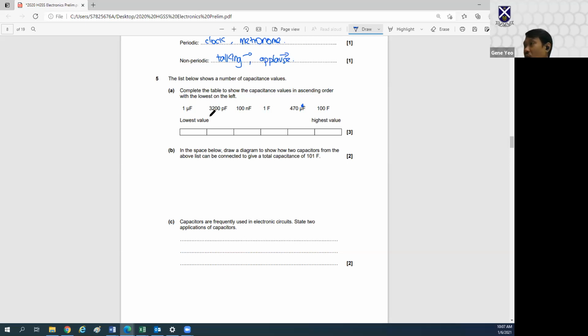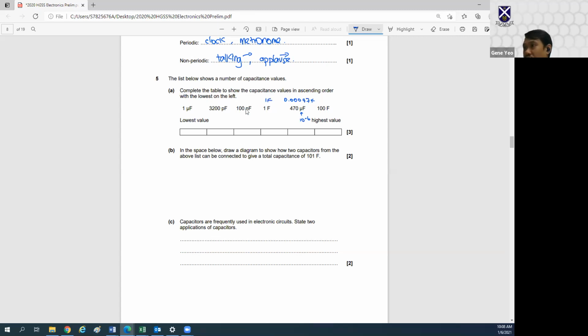So what I would do is put them in terms of no prefix. What I mean by that is I'm going to leave this as 100 farad, and for this one, I have to know that micro is 10 to the power of -6. So this is 1, 2, 3, 4, 5, 6. So this is 0.00047 farad.